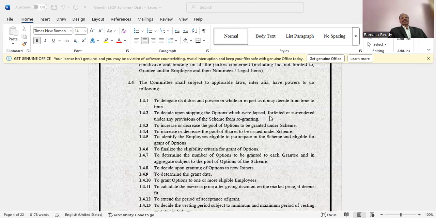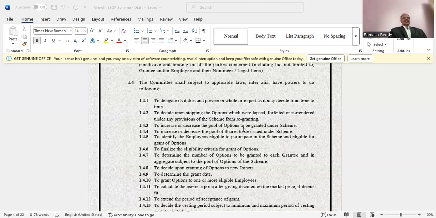There are certain occasions, for example when the grantee is not responding or not accepting within 30 days of the grant letter being issued, then that will lapse. Or there are chances of termination, resignations, or misconduct by the employees. We'll talk about all these. I'll explain. So the committee has the power to decide on stopping options which are lapsed, forfeited, or surrendered under the provisions of the scheme for the grantee.